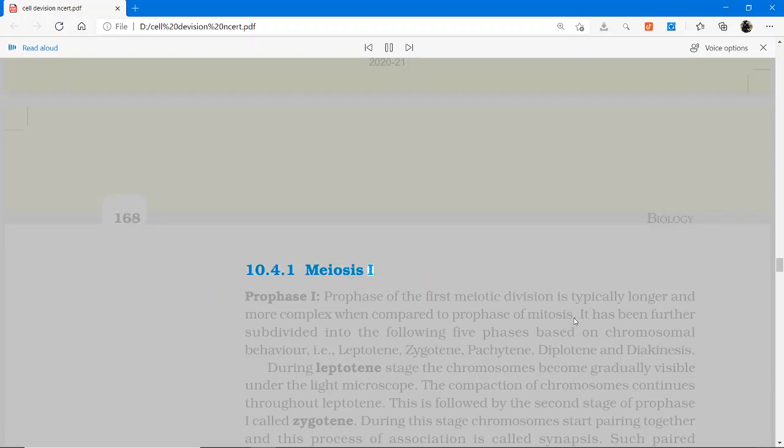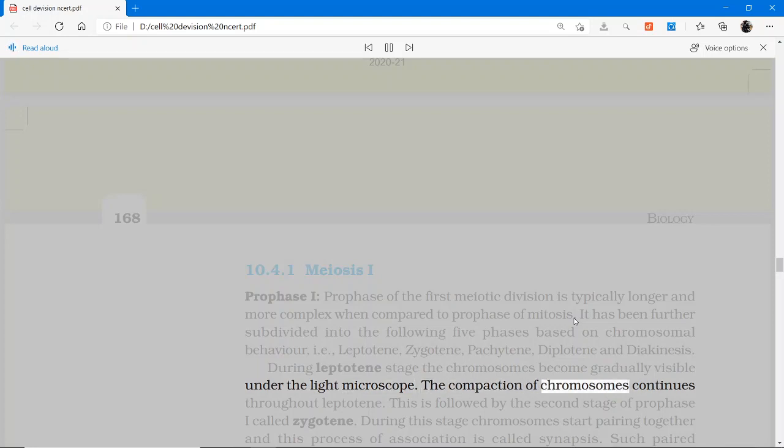10.4.1 Meiosis I. Prophase I. Prophase of the first meiotic division is typically longer and more complex when compared to prophase of mitosis. It has been further subdivided into the following 5 phases based on chromosomal behavior, i.e., leptotene, zygotene, pachytene, diplotene, and diakinesis. During leptotene stage the chromosomes become gradually visible under the light microscope.